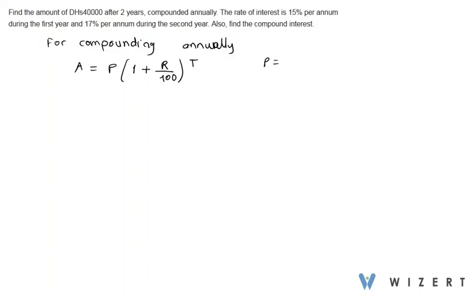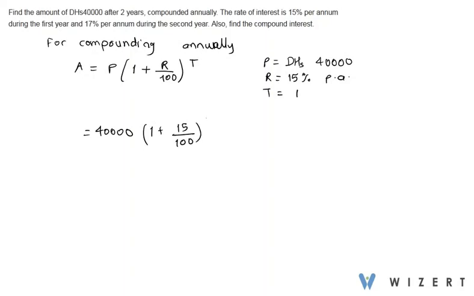P is given as 40,000 dirhams. R is given as 15% per annum for first year and T will be 1 year. So let's calculate this. 40,000 multiplied by 1 plus 15 by 100 to the power 1.